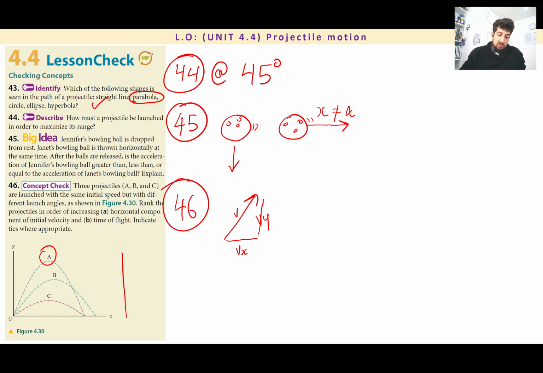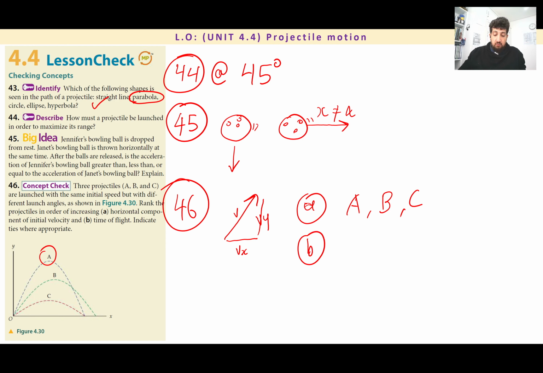And if it was launched directly upwards, it wouldn't have a horizontal component. So A has the smallest horizontal component, B is bigger, and then C is the biggest. So for that one, it's just A, B, C. A is smaller than B, which is smaller than C.